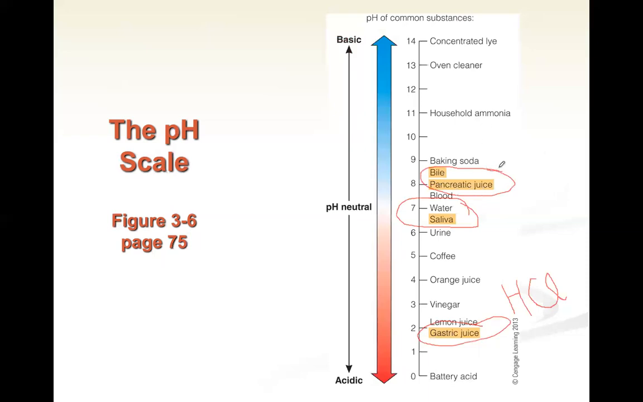The reason for this is bile and pancreatic juice are secreted once food enters the small intestine to help neutralize some of this acidic chyme that will be entering into the small intestine.